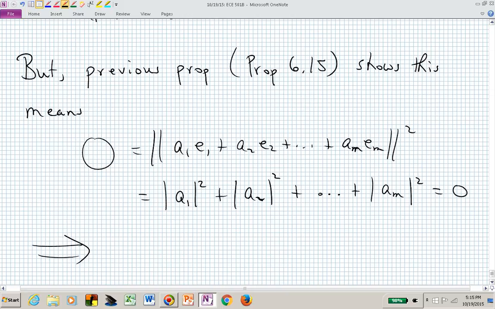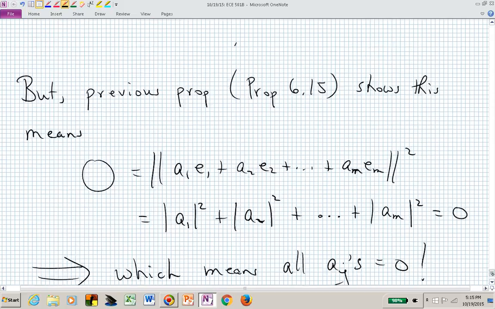They all have to be 0, right? If we take the absolute value of a scalar, the only way that any of those can sum to 0 is if they're all 0. So this implies that all a sub j's are equal to 0.